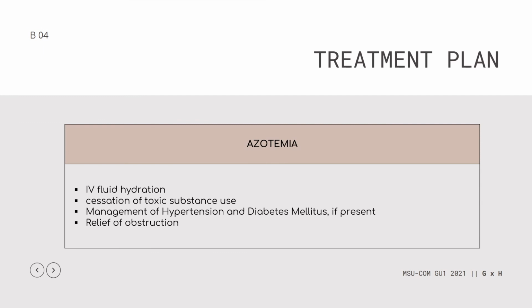Treatment or management in azotemia may include IV fluid hydration for the reestablishment of adequate perfusion to the kidneys. Another is the cessation of toxic substances that is also followed by hydration. Management of hypertension and diabetes mellitus, if present, is also essential since this can adversely affect renal vascular and tubular epithelium and renal interstitium if poorly managed. And in case of obstruction in postrenal, relief of obstruction followed by hydration is the mainstay.